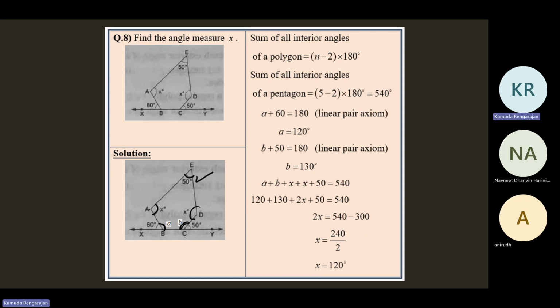This is 50. These are marked X and X. This one, nothing was given, but you can find. So you should find this 120. This one was not given, but you can find 130. So you should do all this preparation first. You must find this 540, the total of all the 5 angles. Then you must find the measures of A and B. And then you should add the 5 angles, equate it to 540 and find the value of X.